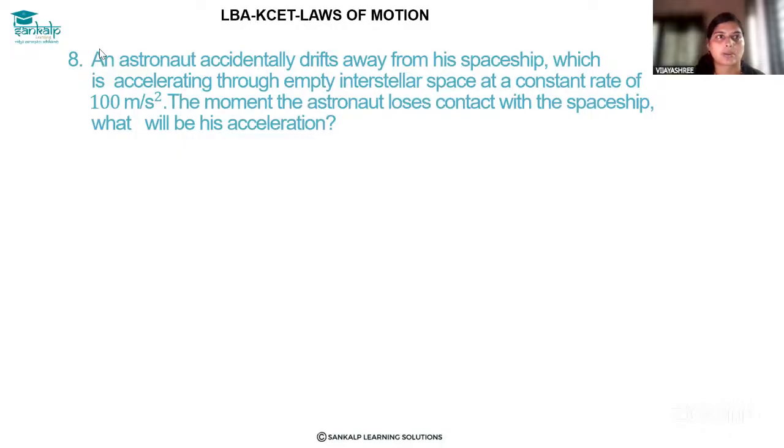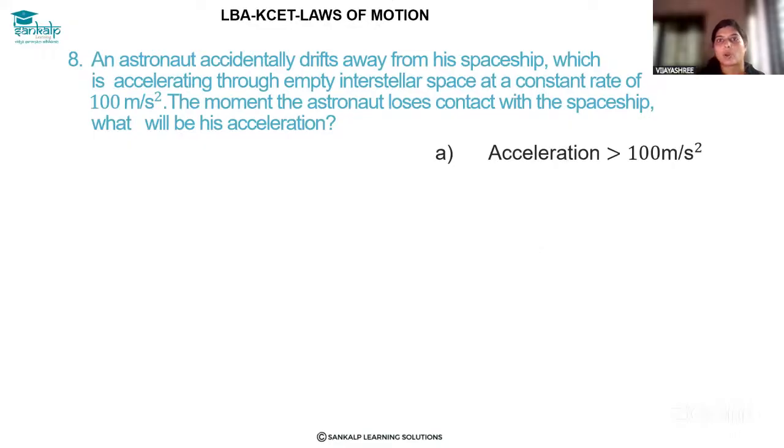Let us look at question number 8. An astronaut accidentally drifts away from his spaceship, which is accelerating through empty interstellar space at a constant rate of 100 meter per second square. The moment the astronaut loses contact with the spaceship, what will be his acceleration? This is the question we are given.